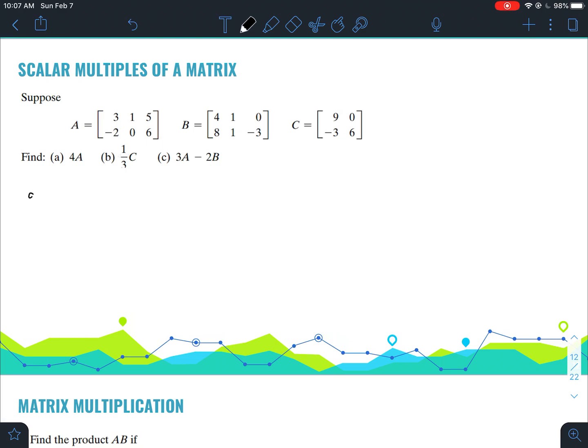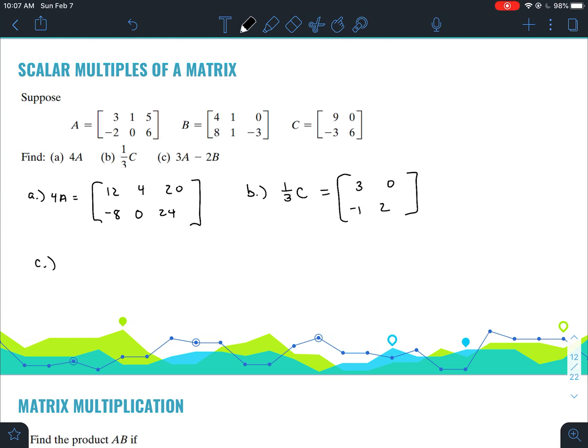So 4 times matrix A, you would just multiply every element by 4. So this would be 12, 4, 20, -8, 0, 24. And that would be 4 times matrix A. If you wanted to do 1/3 times matrix C, you would just multiply every element in matrix C by 1/3. So 3, 0, -1, 2.